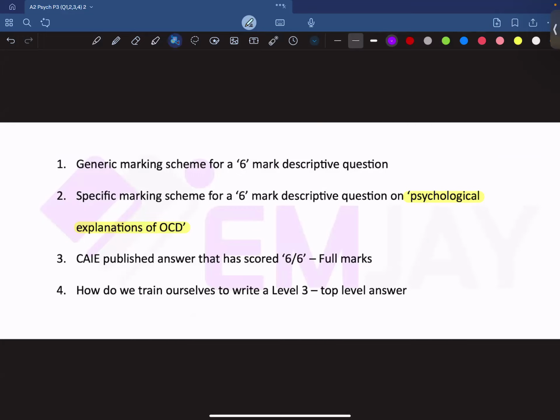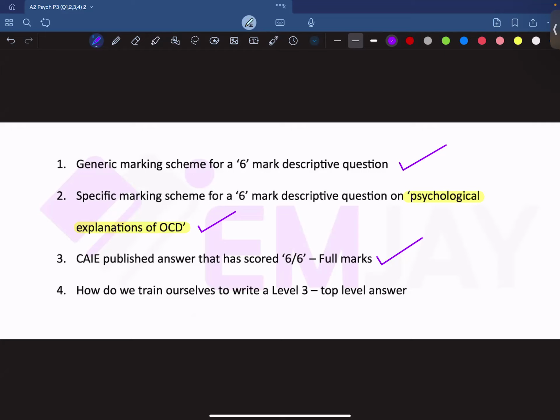I'd consider that done. Number 2, the specific marking scheme for a 6-mark descriptive question on psychological explanations of OCD, done with that as well. We just had a look at the CI published answer that has scored 6 on 6, full marks too. Now, how do we train ourselves to write a level 3 top level answer? Let's spend a minute discussing this as well.